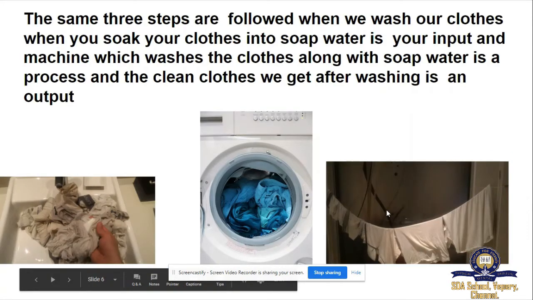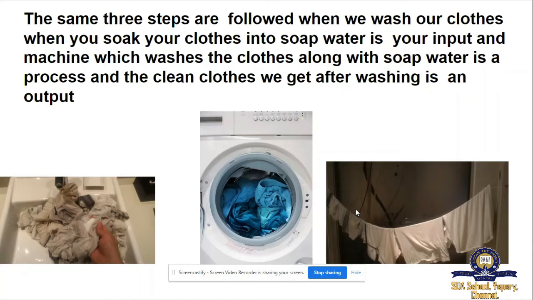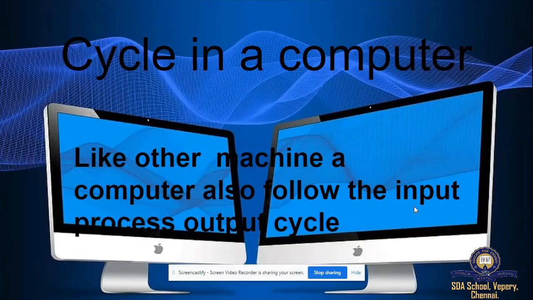The other example is a washing machine. The clothes we soak in soap water are the input, and when you put them inside the washing machine, the machine washes the clothes, which is the process. Then the washed clothes you get from the machine are the output.